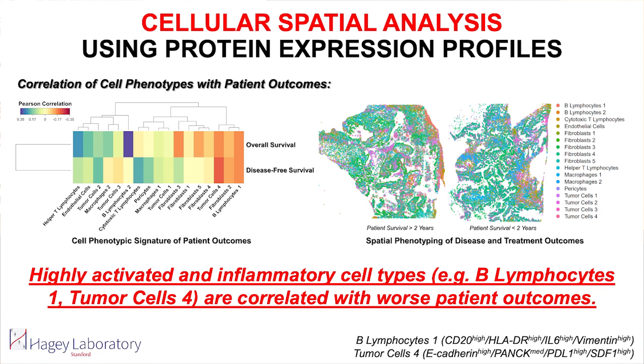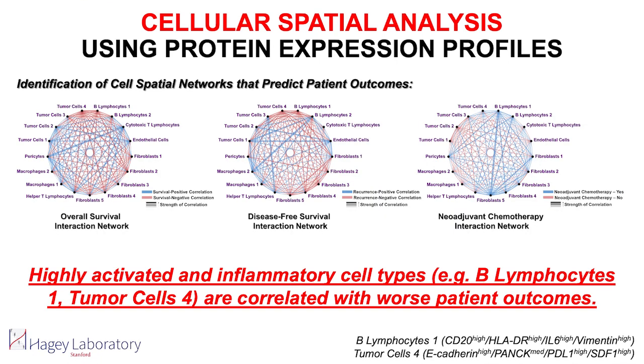And furthermore, you can correlate the presence of specific cell types as well as cell spatial organization to differences in patient outcome, that is survival, disease-free recurrence, etc. And it turns out that having certain subsets of activated and highly inflammatory cell types, including subtypes of B cells and tumor cells that express large amounts of IL-6 or PD-L1, tend to be predictive of worse outcomes.